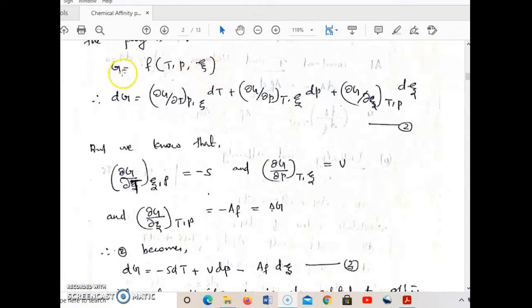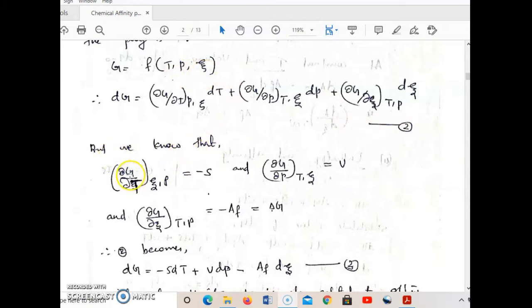Now next what we have to do, we will find the total differential, right? So total differential dG is equal to ∂G/∂T with respect to the first variable, ∂G/∂T at constant pressure and theta, dT, plus ∂G/∂P at constant temperature and theta, dP, plus ∂G/∂θ at constant temperature and pressure, dθ. So we have just found the total differential, the change in free energy with respect to each of these variables. Okay, that is equation 2.